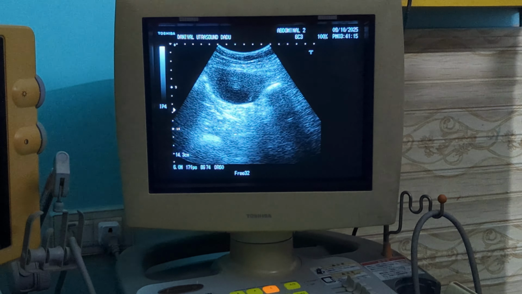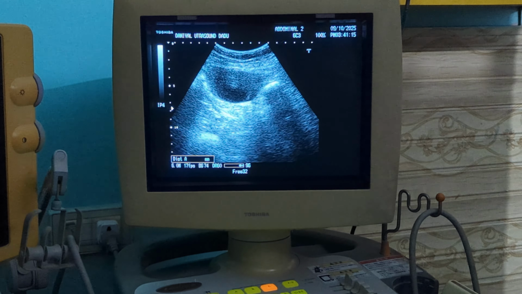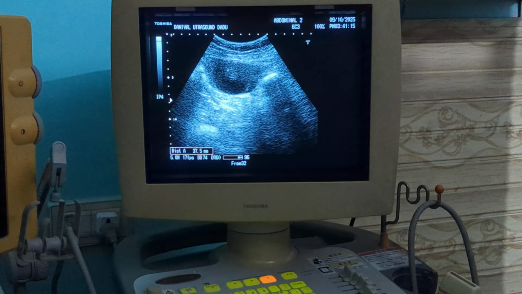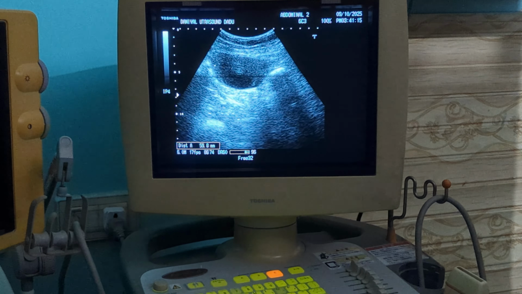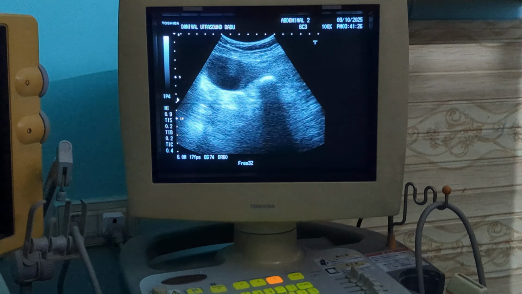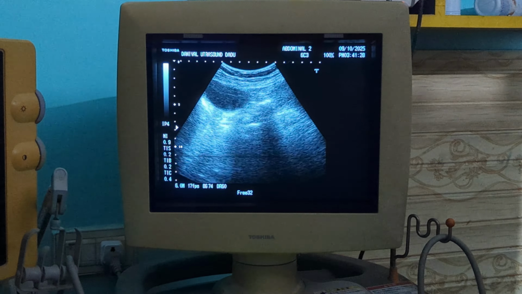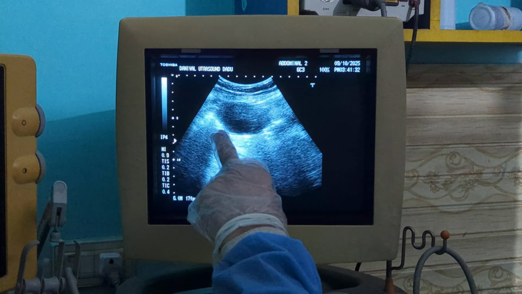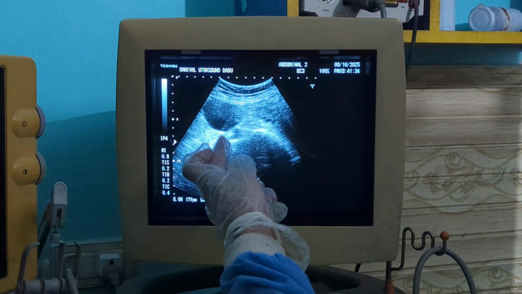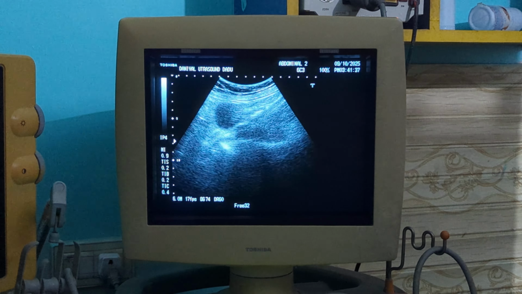It measures approximately, how much? It appears 5.9 by 5.7 centimeters. So this is within physiological as well as pathological limits. It is showing a smooth outline, no internal echoes, no solid content, but a single septum is there. So this is a complex cyst.